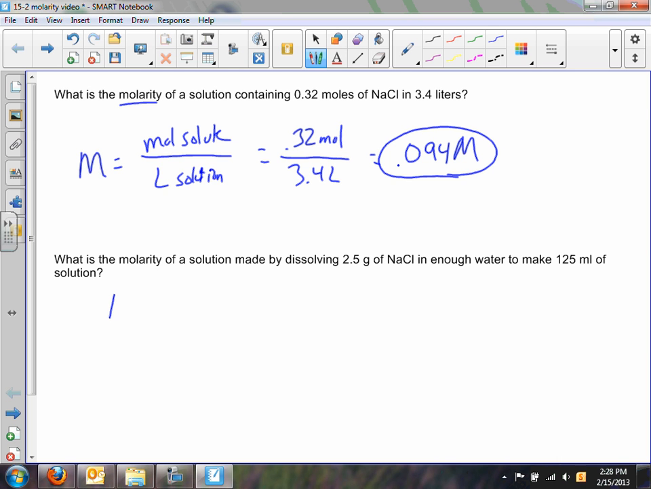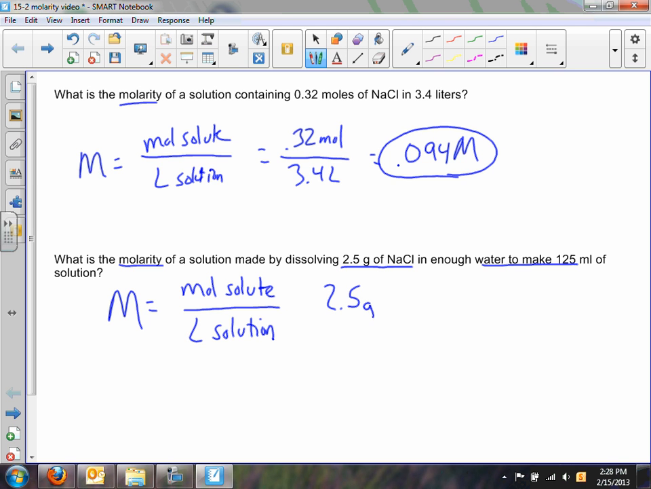The second example is molarity again. What is the molarity? Well, that is moles of solute over liters of solution. In this case, I'm dissolving salt in water again, but they don't give me the moles. They give me grams of salt. Well, I know that 2.5 grams of NaCl, I can very easily change that into moles of NaCl simply by looking up the molar mass from the periodic table.